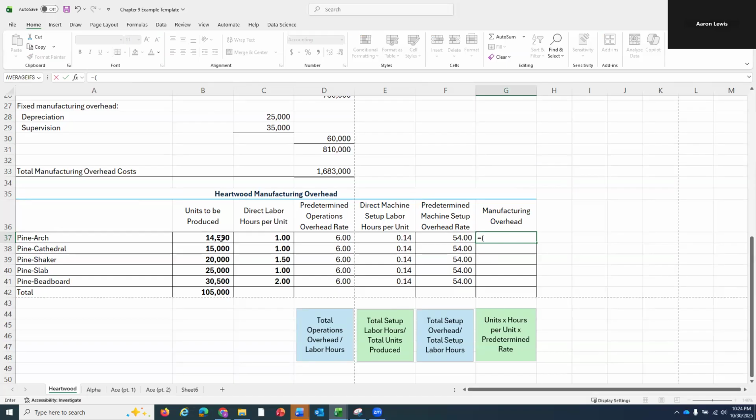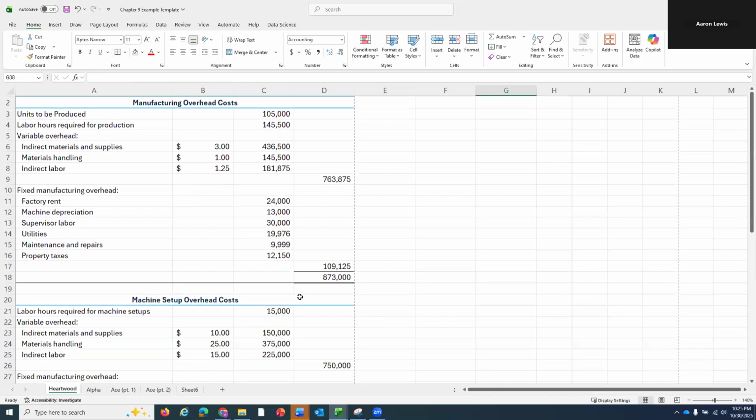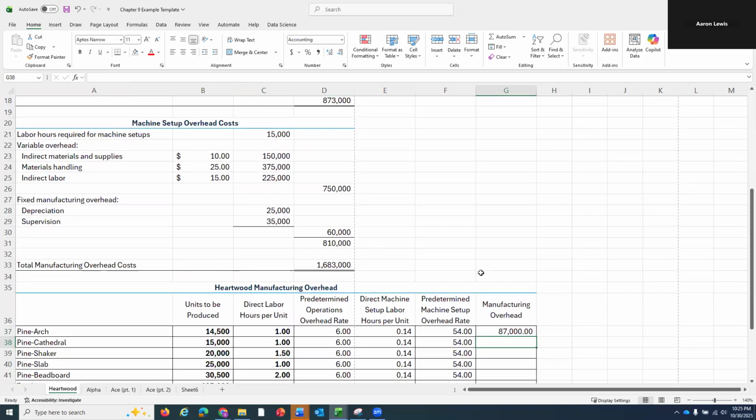Let's go with operations overhead first. We're making 14,500 pine arches. Each one of those takes an hour to produce, and we allocate its $6 per hour out of our operations overhead pool. This isn't going to be the final answer yet, but I'm going to close that and hit enter right now. That's 87,000. But that's not $87,000 in total overhead that's going to the pine arches. That's $87,000 in overhead that's going to the pine arches just out of the operations pool. We still need to put more costs in there for the costs that are going to be coming out of the other pool, our machine setup overhead pool.